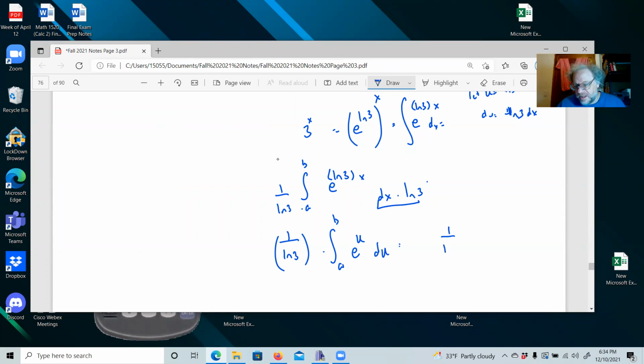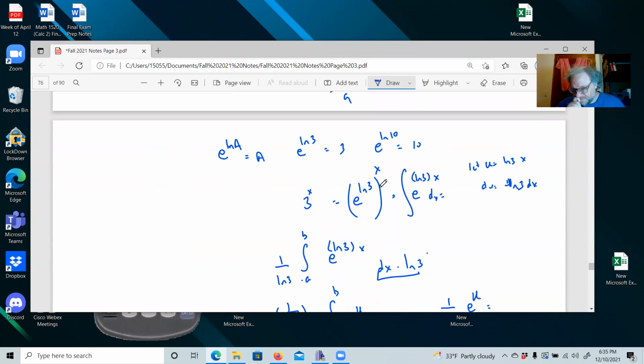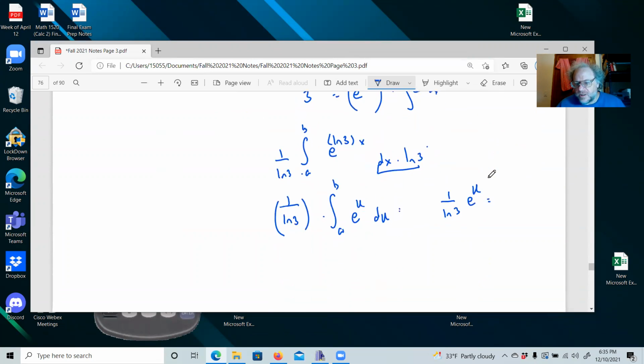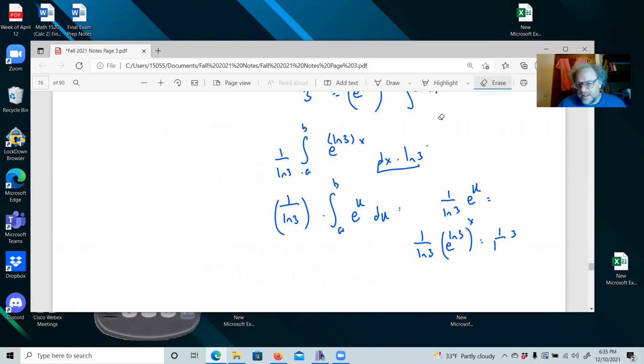So we have 1 over ln 3 e to the u. What was u again? u was natural log 3 x. So we have 1 over ln 3, and we have e to the ln 3 to the x. What was e to the ln 3 again? That was just 3. So this is 1 over ln 3 times 3 to the x.